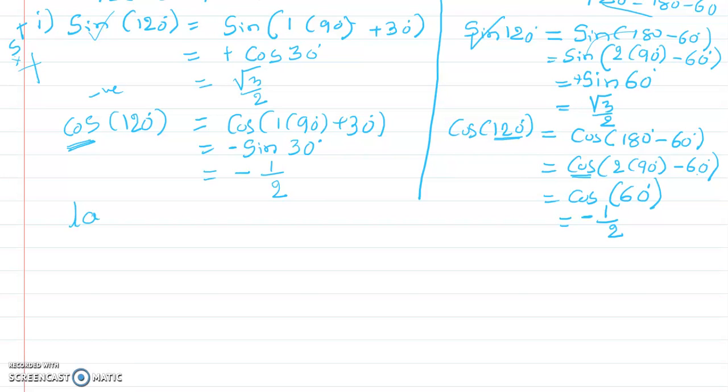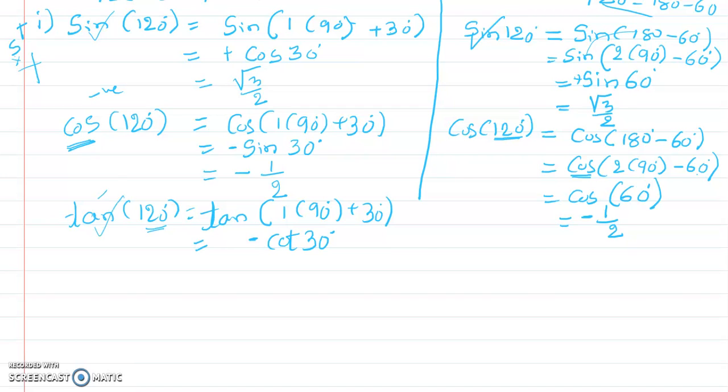Similarly, I can find out for tan of 120 degree. Tan operating on, you will write it as 1 time of 90 degree plus 30 degree. Tan changes to cot because 1 is odd. So, cot 30 degree. And you know the sign convention, 120 degree is in the second quadrant. In the second quadrant, tan is negative. So, minus. What is cot 30? You know, tan 30 is 1 by root 3. Cot 30 is root 3.